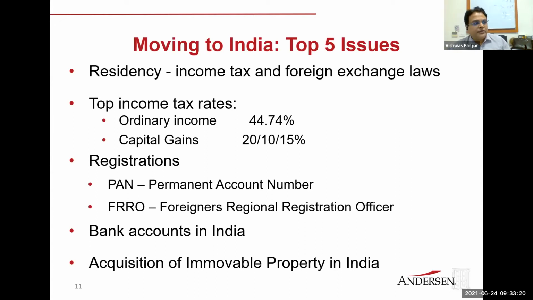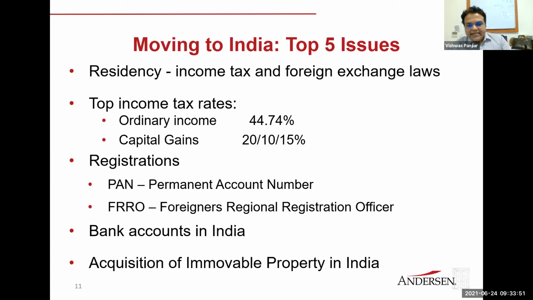If the period of stay is going to be more than 182 days, then a foreigner is also required to register with the Foreigners Regional Registration Office. That's another registration that is required. India also has a unique ID system which is called Aadhaar. If you're a resident in the country, then you're required to get that registration also. If you're not resident in India, then that's not a compulsory registration.